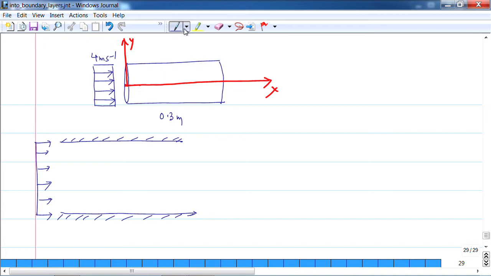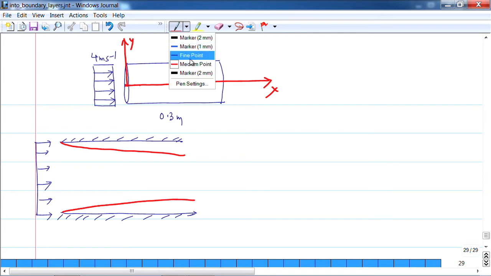Now, what is the case here? What is happening here is that there will be a development of a boundary layer, right, on both sides. And let me call that, say here at some location, right. Now, this height is basically nothing but delta. Similarly, this height is nothing but delta.